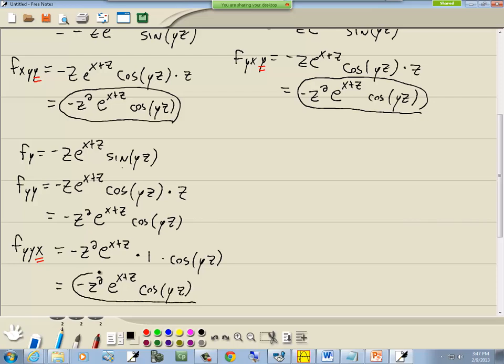What they're indicating here is, remember how we had mixed partials in our second derivative? Well, these mixed partials here give you, in terms of the third partial, the same answer. See how all three of these I circled are the same.